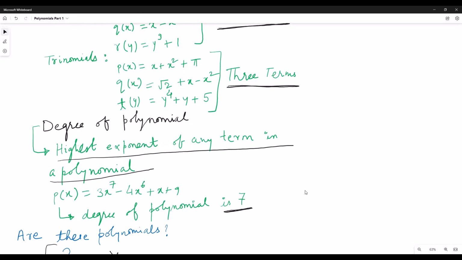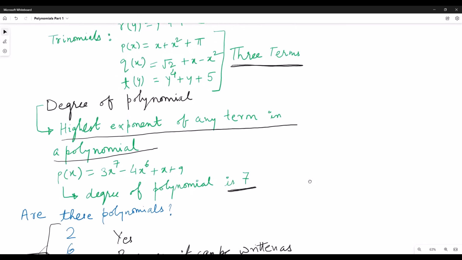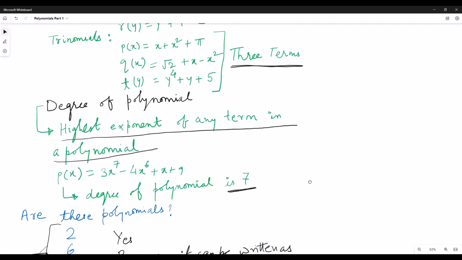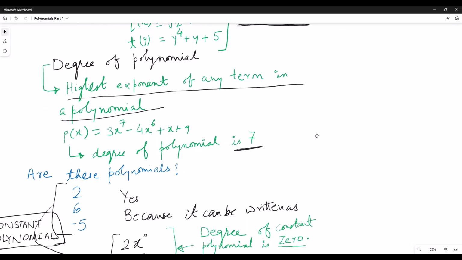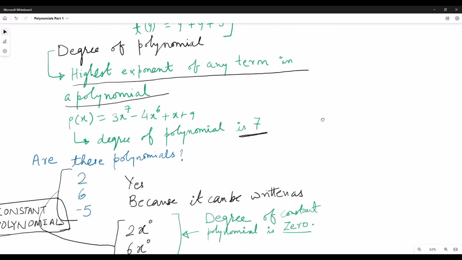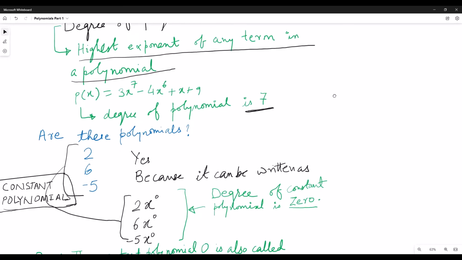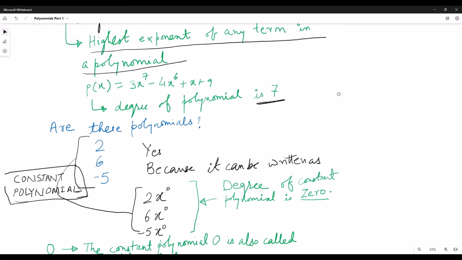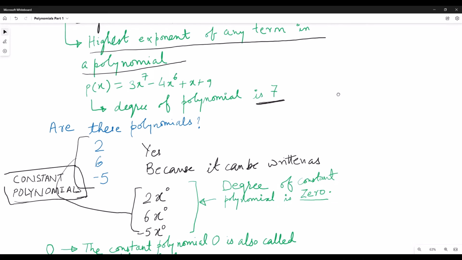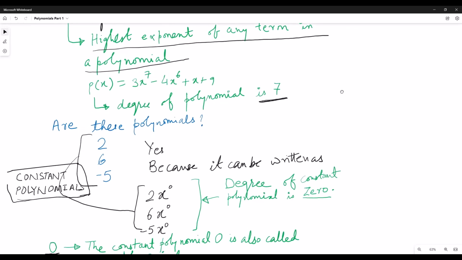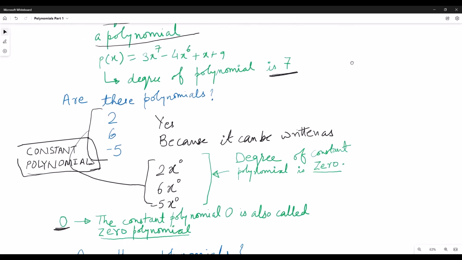And the degree of a polynomial. The degree of a polynomial is defined by the highest exponent of any term in the polynomial. For example, 3x to the power 7 minus 4x to the power 6 plus x plus 9. The degree of the polynomial is 7 because the maximum exponent in this polynomial is 7. So the degree of a polynomial is defined by the maximum exponent of the expression.